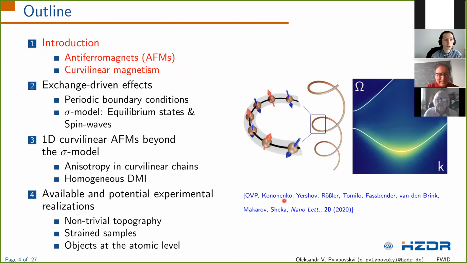The structure of my talk is the following. In the introduction, I will tell why antiferromagnets are so interesting nowadays and what curvilinear magnetism is at all. Then, in the next two chapters, I will discuss the curvilinear spin chains, namely how the magnetic responses are changed by exchange and by anisotropy, which makes them so different from ferromagnets. And in the last chapter, I will show recent advances in experiments where the geometry of the samples is crucial and how it can potentially be addressed in future.